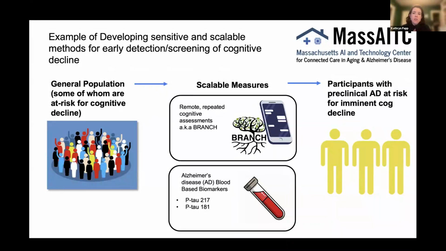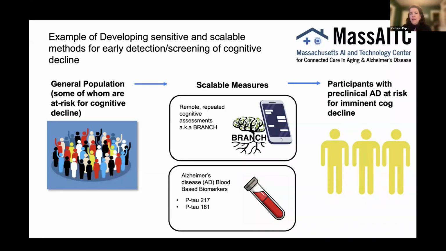Additionally, down the line, these individuals are going to be the ones who are most suitable for potential early intervention should medications become available within this preclinical group. So this is one example of what I think the future could look like in terms of cognitive screening.